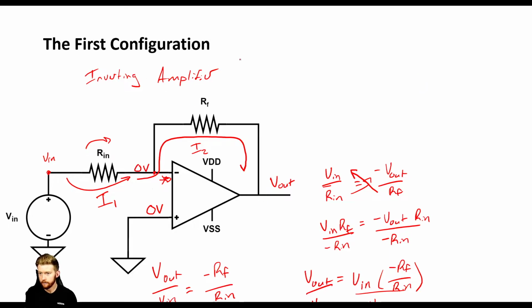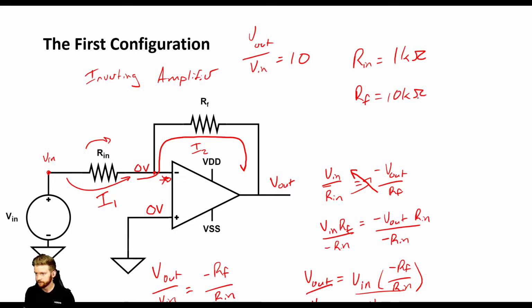So we know that our V out over V in, we want that to be equal to 10. So we want our V out to be 10 times greater than our V in. We can design for this pretty easily. If we make our Rn something simple, so let's say that our Rn is 1 kilo ohms, and we pick our Rf to be 10 kilo ohms, then our ratio, Rf over Rn, remember there's a negative sign there, is going to be minus 10.